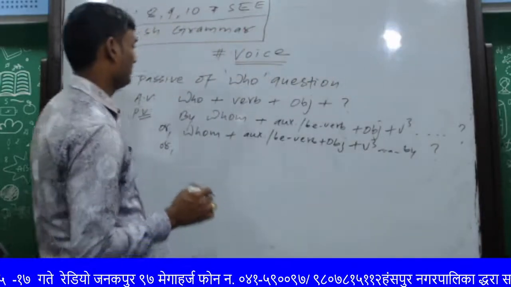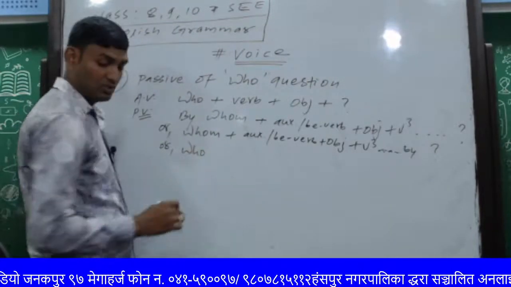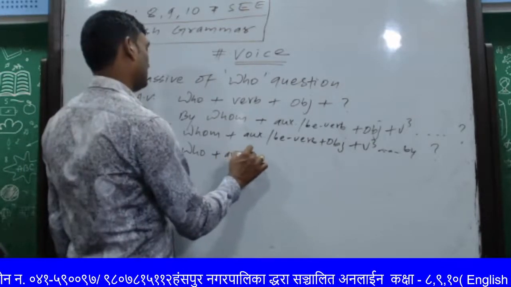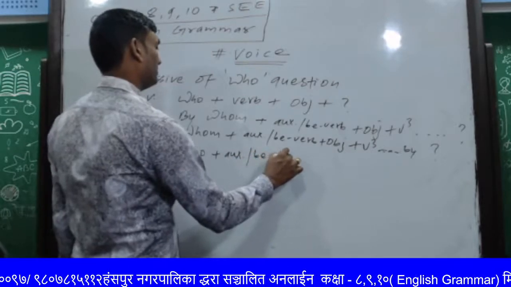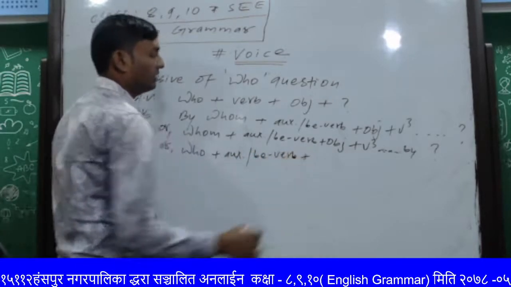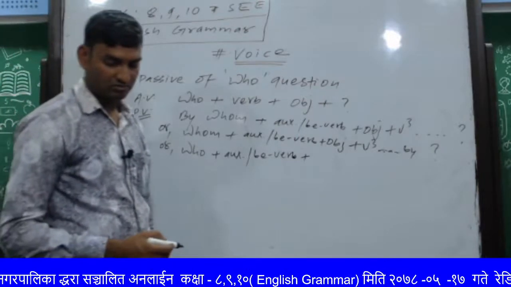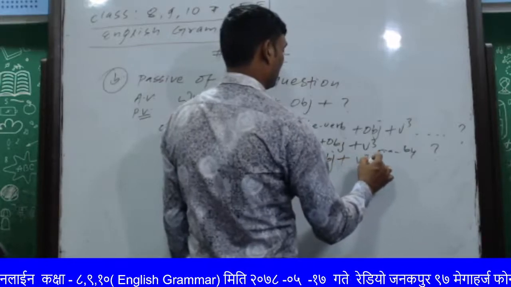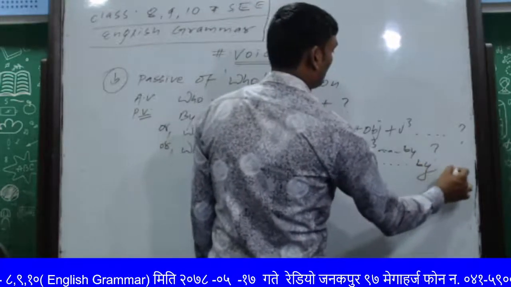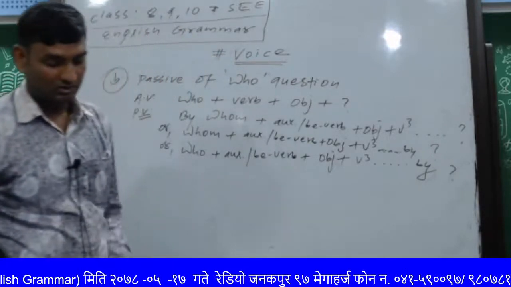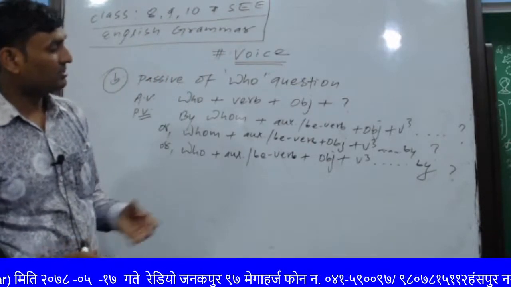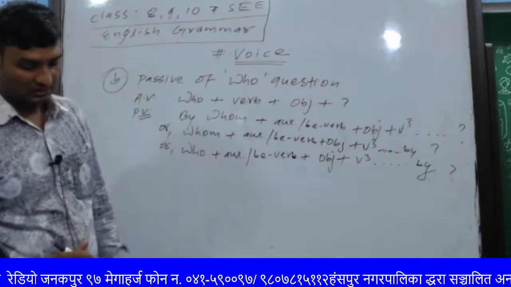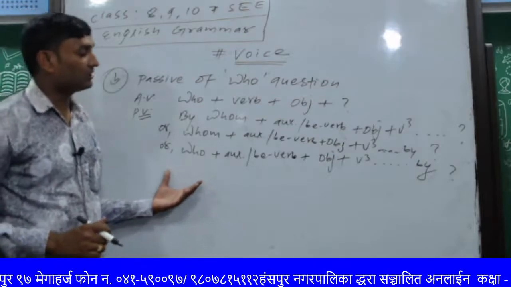Last, by plus subject. Then the third one: who plus auxiliary or be verb. After the be verb, object, V3, by. Object means here the subject of the passive, the subject of the active voice.